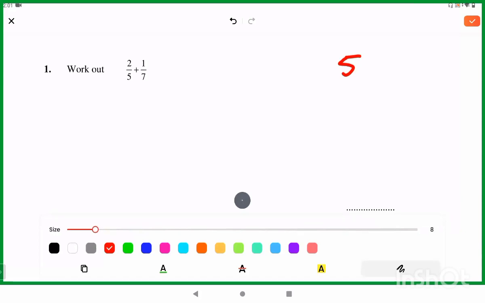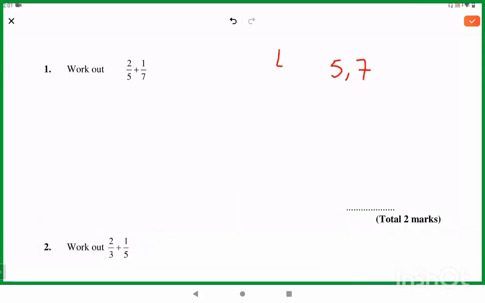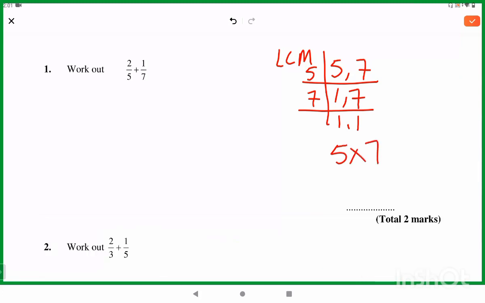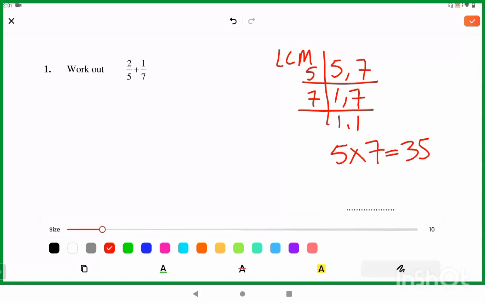so the LCM of 5 and 7 is 35. So this is how you can find out the LCM of any 2 or more than 2 numbers. And you just need to multiply both of them to get the LCM, that is the least common multiple.